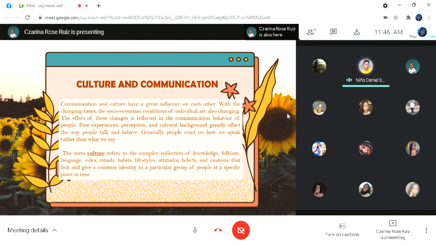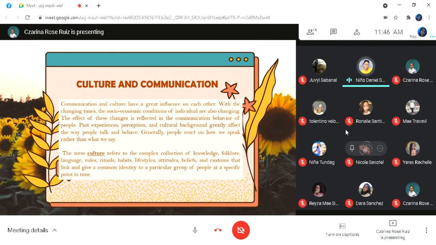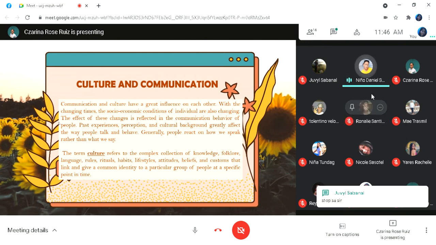It's true because our culture nowadays will not be the same as our culture 5 or 10 years from now. So there's a constant change. We cannot say that what we have today will still be the same tomorrow, or next year, or in the next 5 or 10 years. So it will change. The behavior of the people will change, and so will the communication patterns. Then generally, people react to how we speak rather than what we say. It's true.